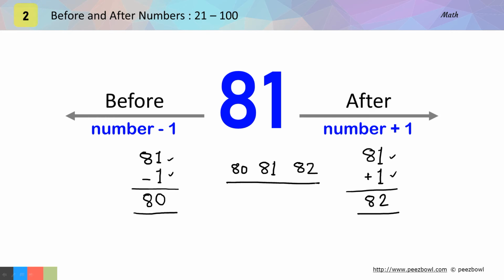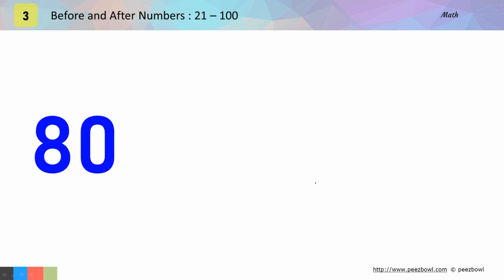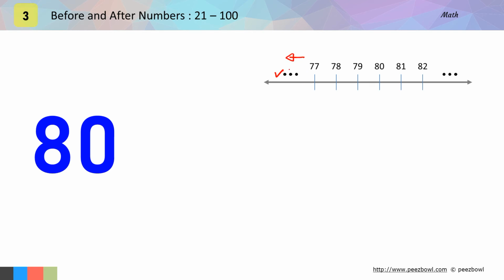Okay, this way can you find out the number before 80? Let us see. You have already seen numbers from 1 till 100. I will write few numbers on the number line which will show number 80. Here 3 dots means that we have numbers before 77 as well, but I did not write them because I did not have much space here. Same way, here 3 dots on the right hand side means that we have numbers after 82 as well, but due to limited space, I did not write more numbers.